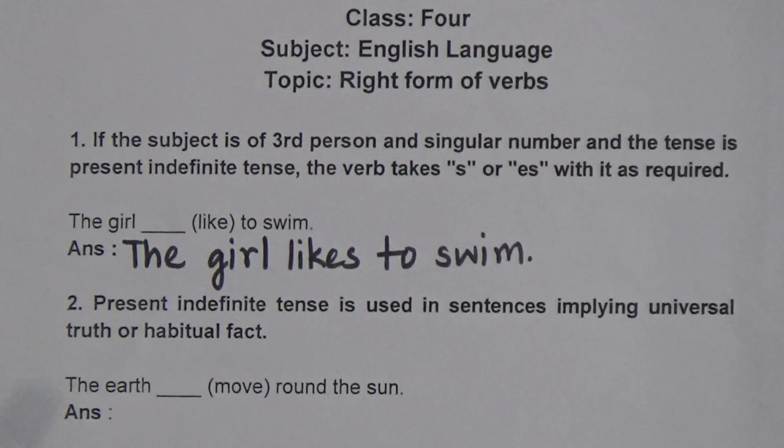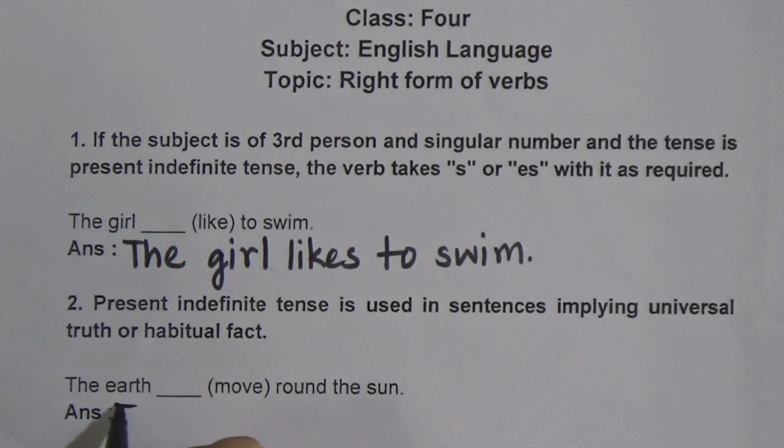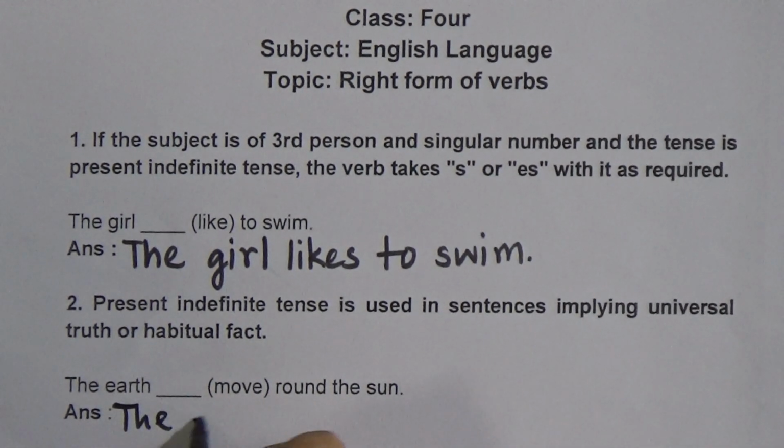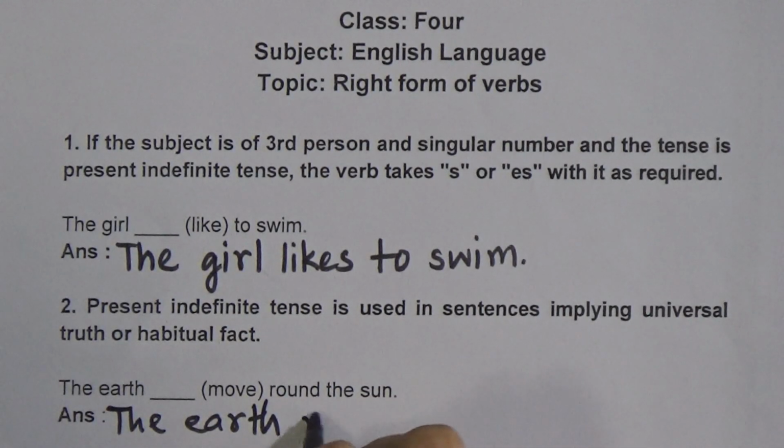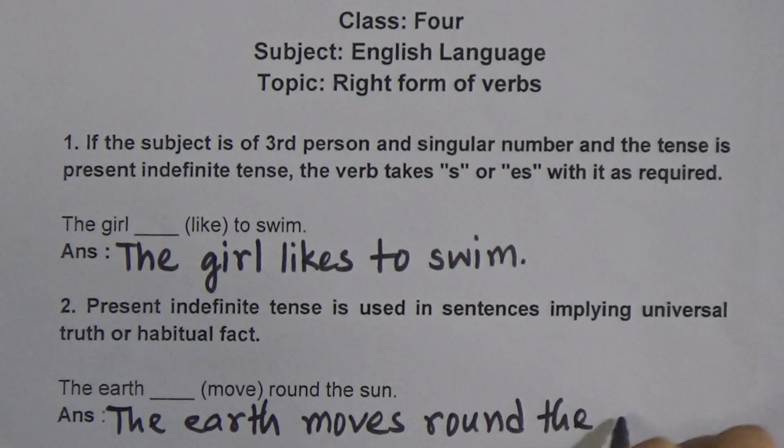Now look, what do we know? We know that if the subject is third person and singular number, we will add s or es to the verb in the present indefinite tense. So our subject here is the earth, and our main verb is move. So we will add s to that verb. The earth moves. Now the rest of the sentence: round the sun. The earth moves round the sun.